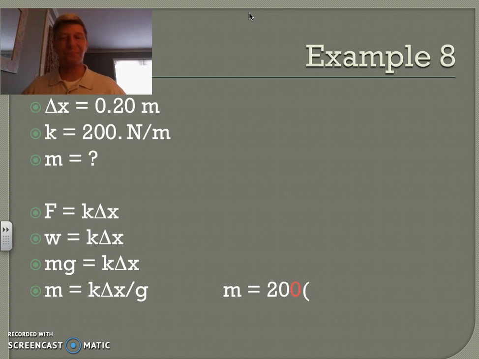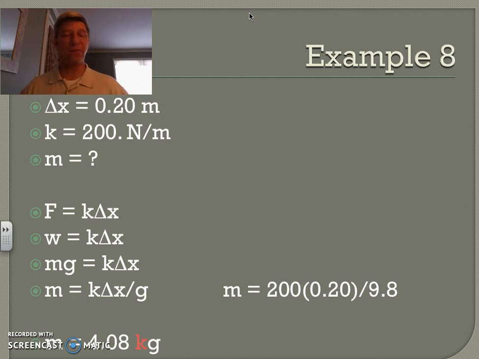of gravity. Now, I didn't include units here because the spacing wouldn't allow me to, but the mass is going to equal 200 newtons per meter times 0.20 meters divided by 9.8 meters per second squared. All right, and if we do the arithmetic there, we end up with a mass value of 4.08 kilograms. All right, 4.08 kilograms.